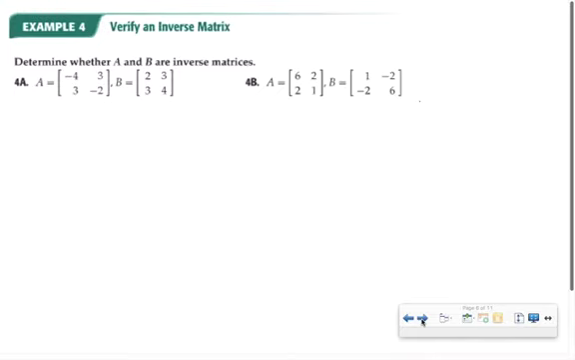So we're asked to determine whether these are inverse matrices. I just said if I multiply them together and I get the identity matrix, then they are inverses of each other. So what is AB? It is the product of these being multiplied by these. So negative 4 times 2 is negative 8 plus 9, which is 3 times 3. Negative 8 plus 9 is 1.